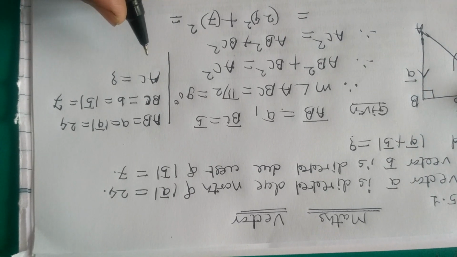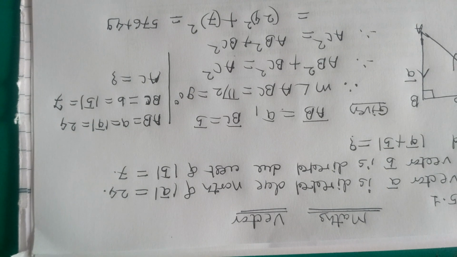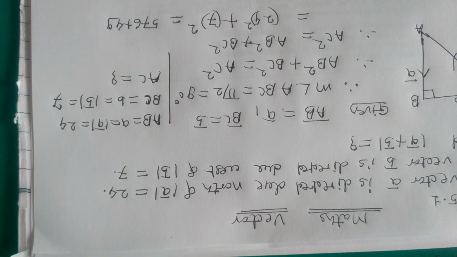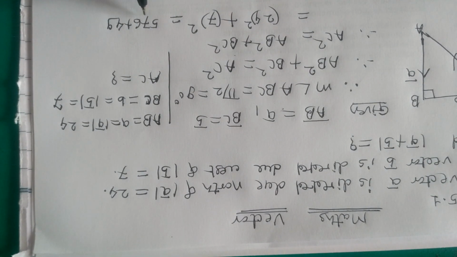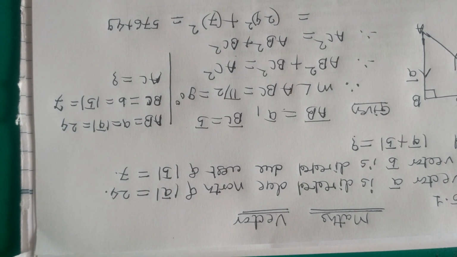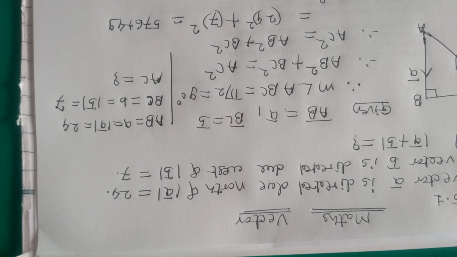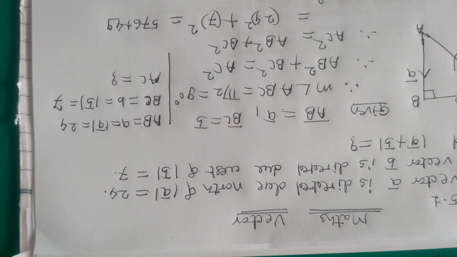24 square is 576 and 7 square is 49. So the sum becomes 625. AC square is equal to 625. So we take AC with its magnitude as the square root of 625. Its value we may write as plus or minus 25, but the length AC is always positive, so we take 25 units.